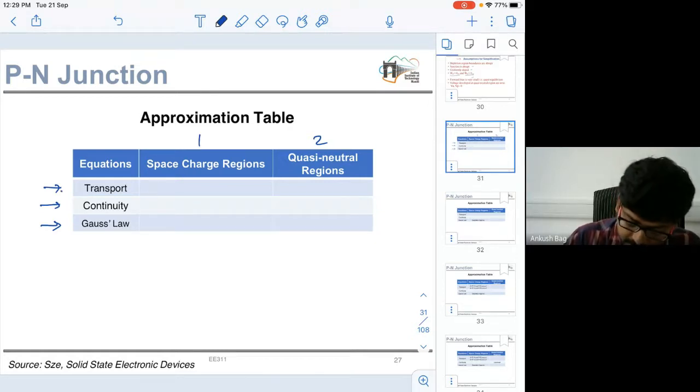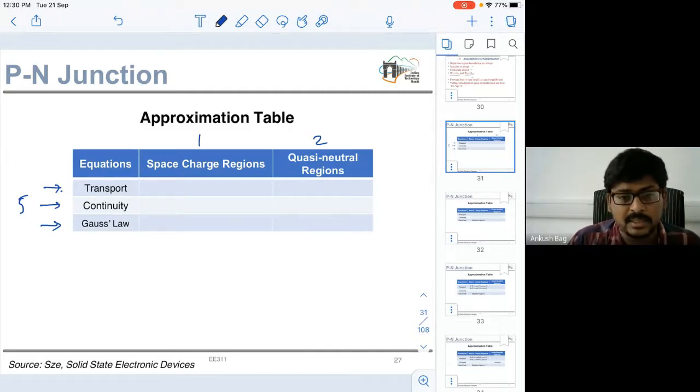Once again, these are the three regions: two quasi-neutral regions and one space charge region. For these three regions and these five equations, we'll make different approximations. We'll write what those approximations are for the space charge region, and for the transport equation, continuity equation, and Gauss law for the two quasi-neutral regions. And we'll see how these approximations help us arrive at the diode current equation.